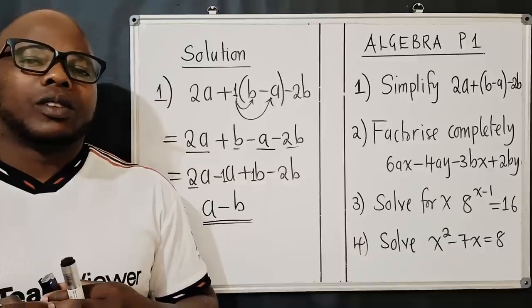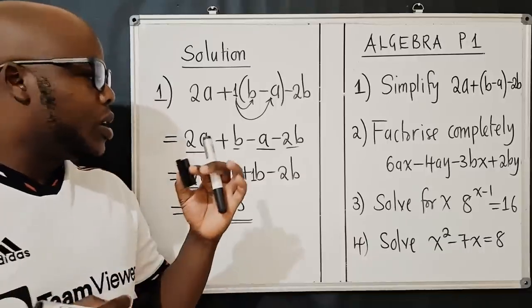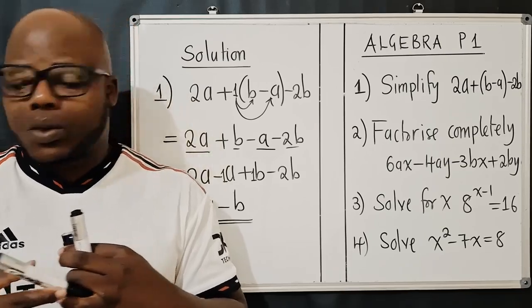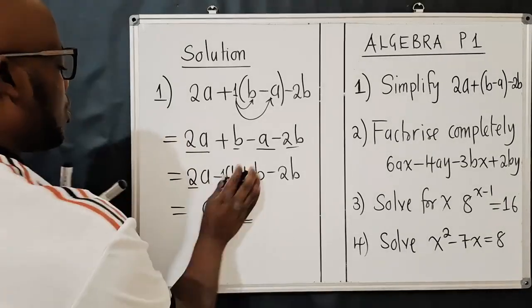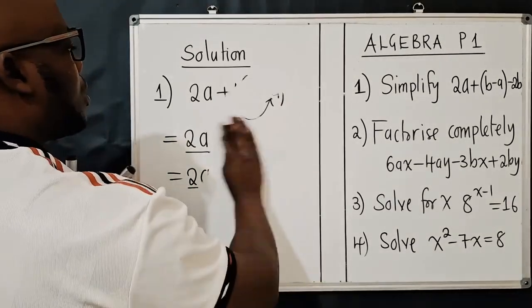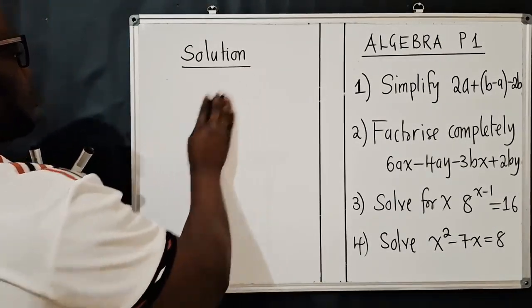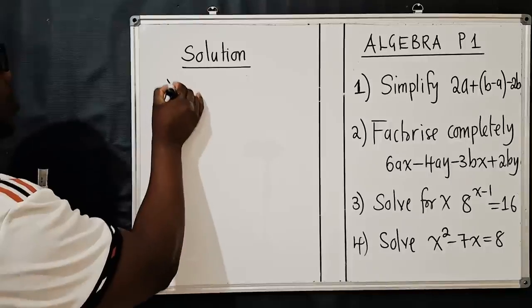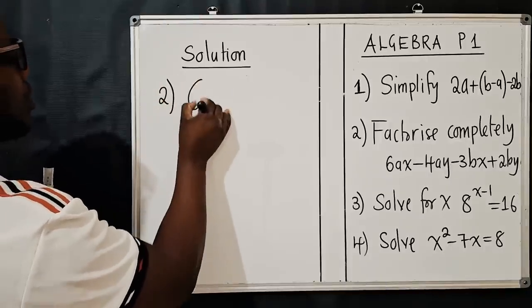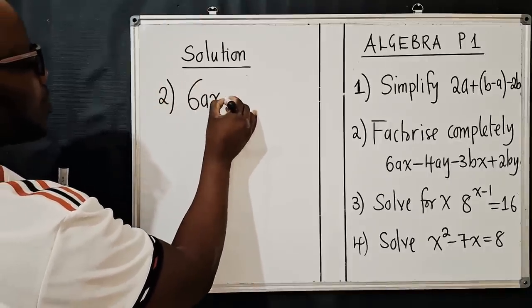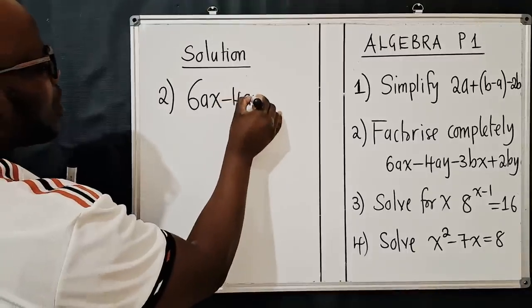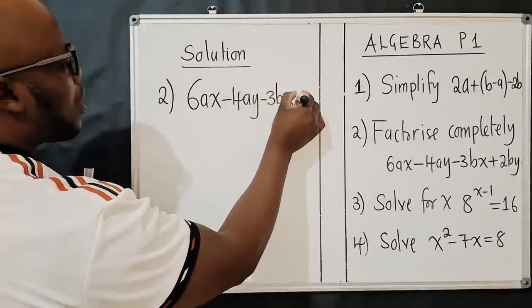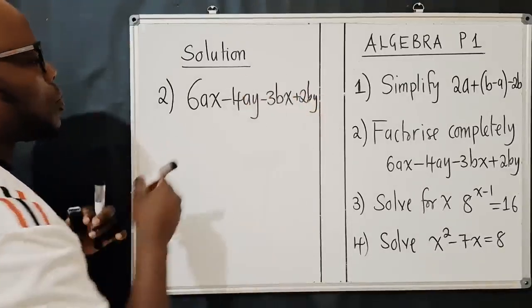That's it. Let's clean up the board. We now go to question 2 and see what we're supposed to do. So here we clean up the board as usual. Now for question number 2, they're saying we factorize 6ax minus 4ay minus 3bx plus 2by.